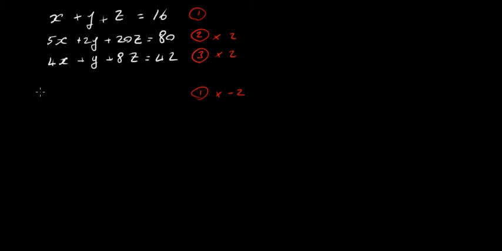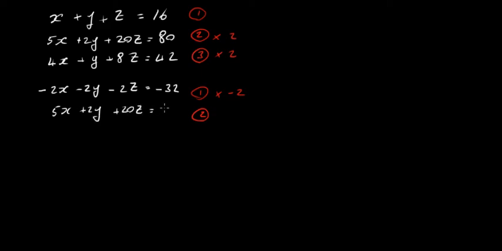So we've got minus 2x, we've got minus 2y, we've got minus 2z, and over here we've got minus 2 times 16, which is minus 32. Now if I take equation 2 then and just write it down, we won't do anything with equation 2. We will have 5x here, we'll have plus 2y here, we'll have plus 20z here, and then we'll have 80 here. Now you'll see here if I add these two equations, I still have equation 1 and 2 here. They're the same equations that I started with, they just look a little bit different.